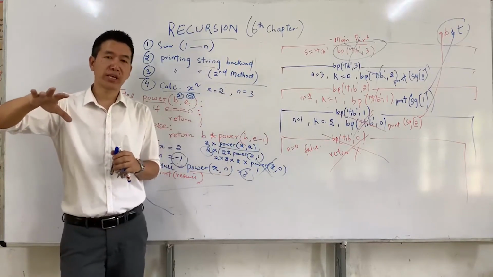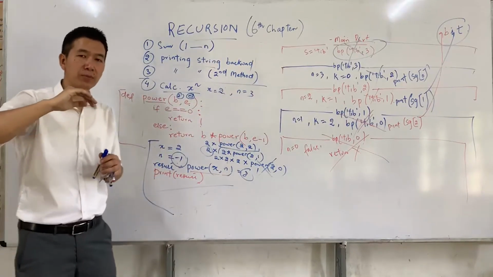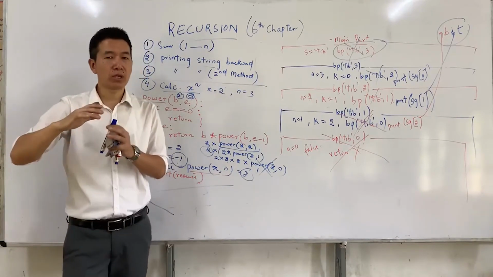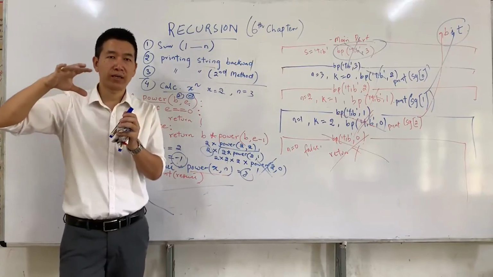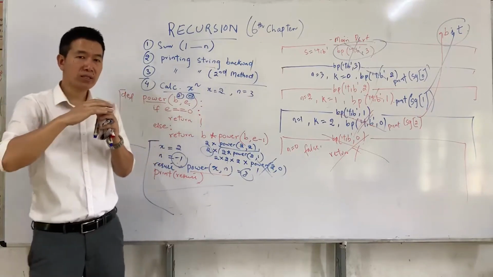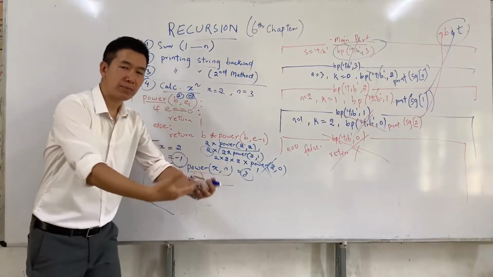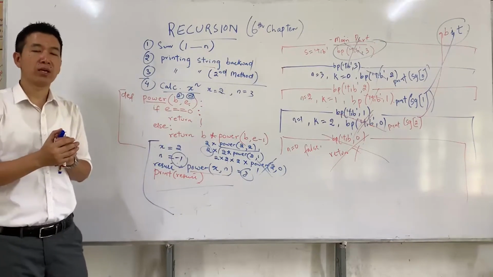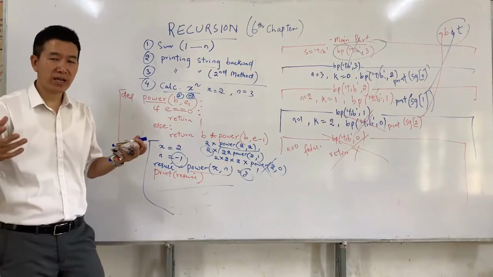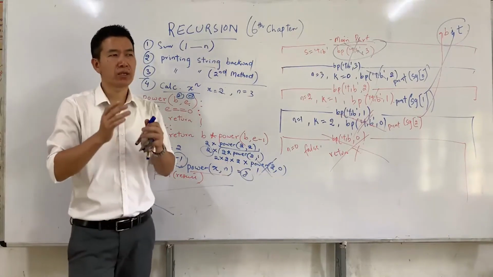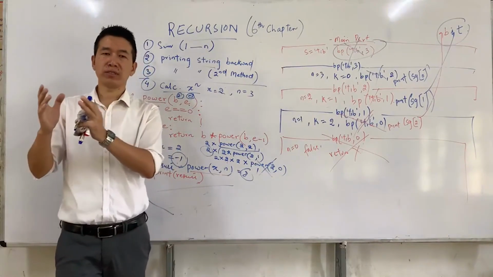But Python takes care of this. There is a limit called maximum recursion depth. It's a limit imposed by the Python. So once that particular depth is reached, the Python will report a runtime error. Okay, runtime error. The name of the error is maximum recursion depth.